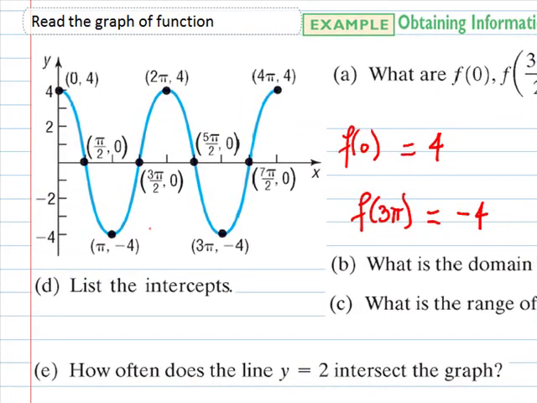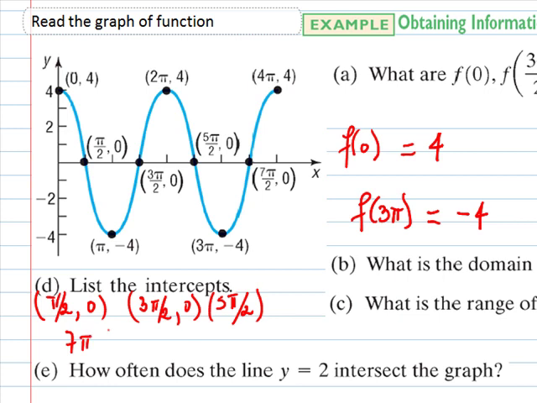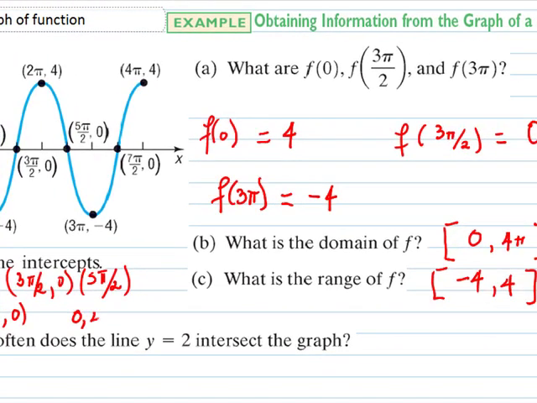D. List the intercepts. Intercepts, in this case, means we're looking for the x and y intercepts. For the x-intercepts, we have this point at pi over 2, this point, and this point. So you have pi over 2, comma 0. We have 3 pi over 2, 0. We have 5 pi over 2, and we have 7 pi over 2, and 0. These are our x-intercepts. We have one y-intercept, which is 0, 4.